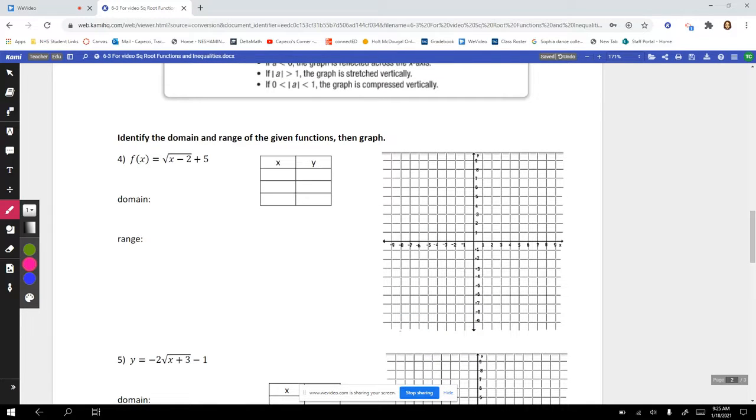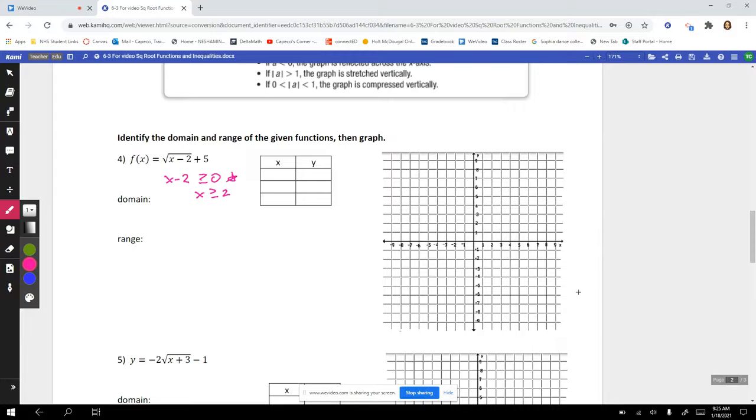Identify the domain and the range of the given functions, then graph them. All right, so what's going to happen here? Again, I need to find the domain because that's where I'm going to start. So I know that x minus 2 is going to be greater than or equal to 0. So x is going to be greater than or equal to 2.